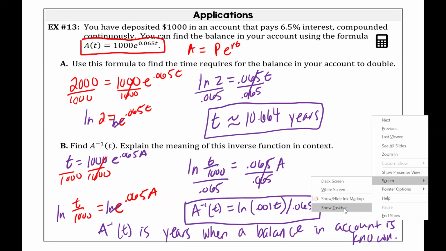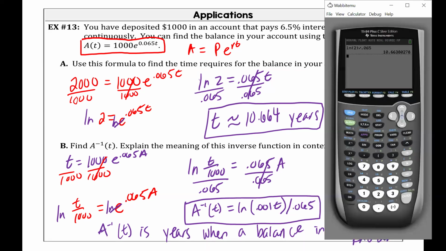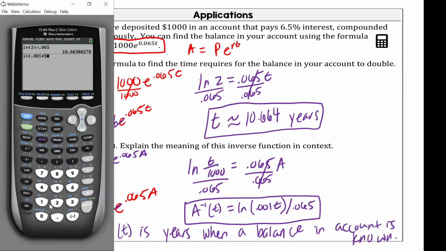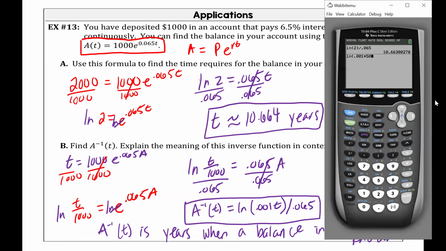With my calculator, if I wanted to save $5,000, I would be using natural log of 0.001 times 5,000, divided by 0.065. So it would take me 24.6761 years to save $5,000 at this current rate.